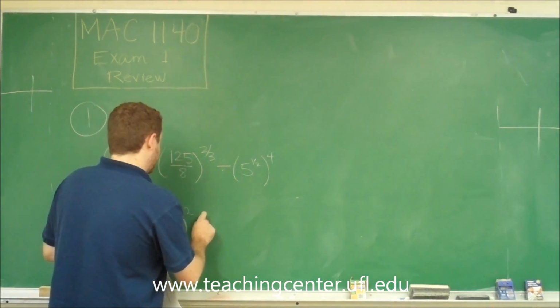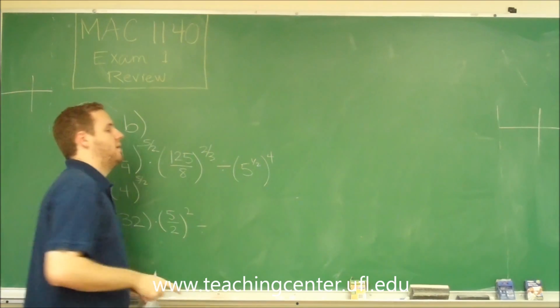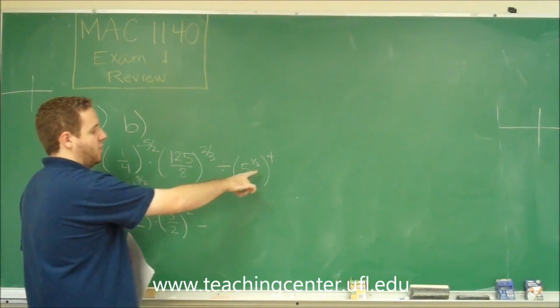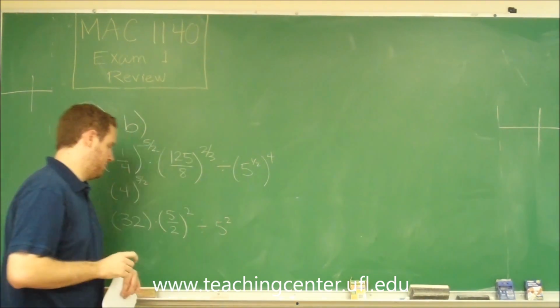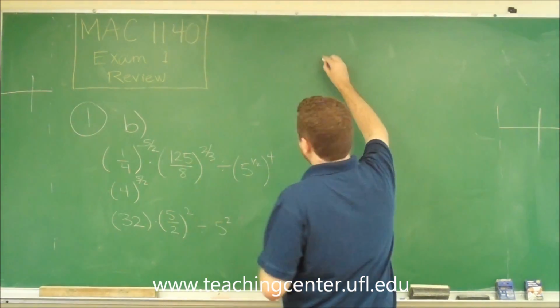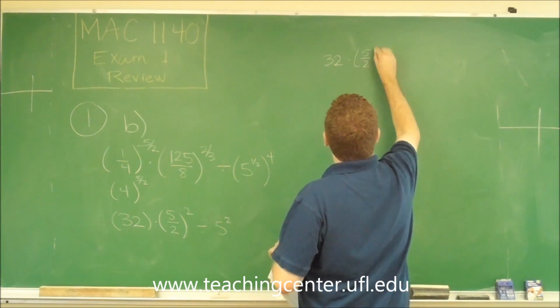And now here we have divided by 5 to the 1/2 to the 4th power. When you raise something to a power to another power, you multiply those. So we have 1/2 times 4, which is just 5 squared. Alright, let's write that a little bit more simply now. So we have 32 times 5/2 squared.